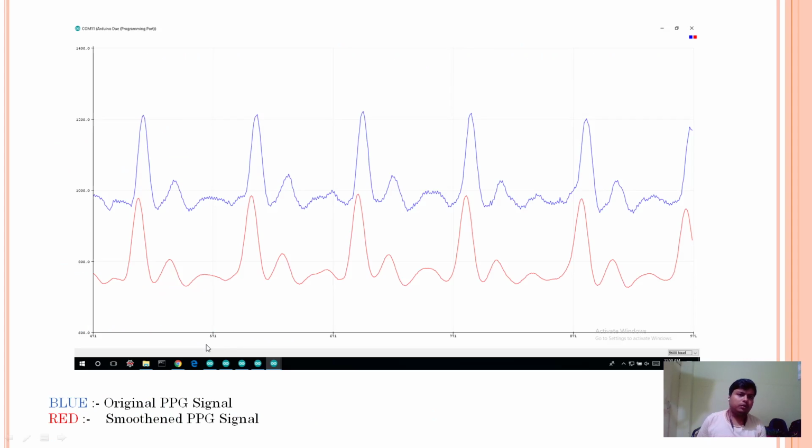So moving on to the output. This is the output of the previous code. This blue signal is the original PPG signal which we recorded using the PPG sensor, and this red one is the smoothened version of it. Here we took the window as 8. Moving on to the next experiment.